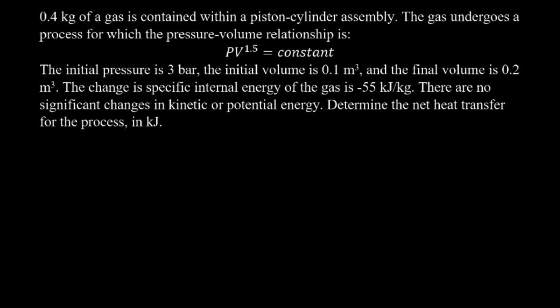We have 0.4 kilograms of a gas which is contained within a piston cylinder assembly. The gas undergoes a process in which the pressure-volume relationship is PV to the power of 1.5 equal to some constant. The initial pressure is 3 bar, the initial volume is 0.1 meters cubed, and the final volume is 0.2 meters cubed. The change in specific internal energy of the gas is negative 55 kilojoules per kilogram. There are no significant changes in kinetic or potential energy. Determine the net heat transfer for the process in kilojoules.